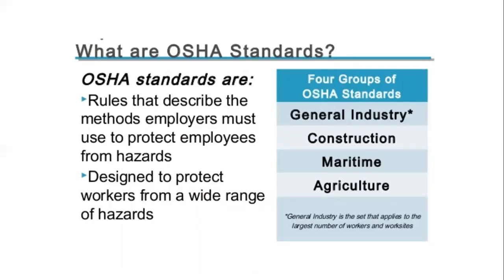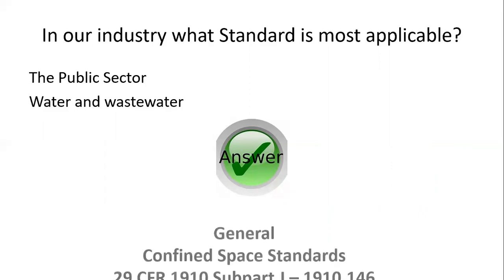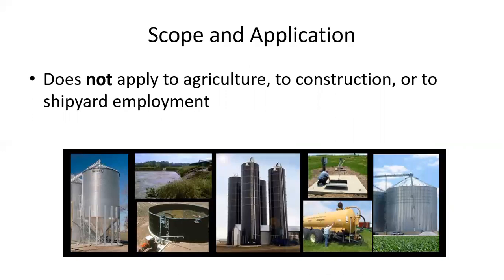Let's learn a little bit more about the standards. OSHA actually has many standards when it comes to confined space. There are 4 listed here. The one that we are interested in the most is the general industry standard. It's applicable to what we call the public sector, not the private sector, and it's certainly applicable to water and wastewater. If you wanted the exact number on the standard or reference, there it is at the bottom of the screen. Now, the standard we're going to be talking about today does not apply to agriculture, construction, or ship building. So as I said, there are many different standards.